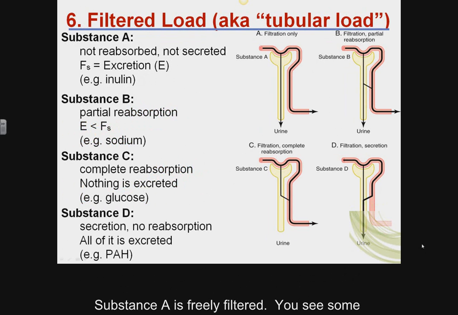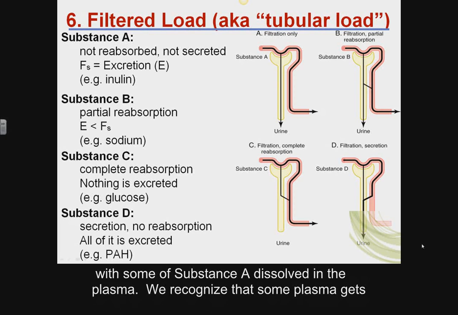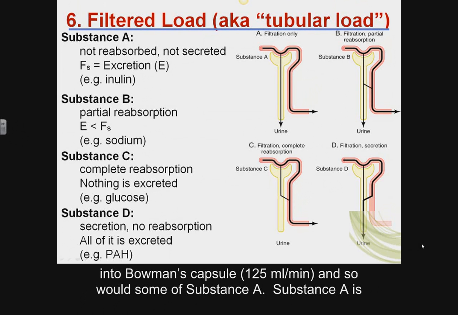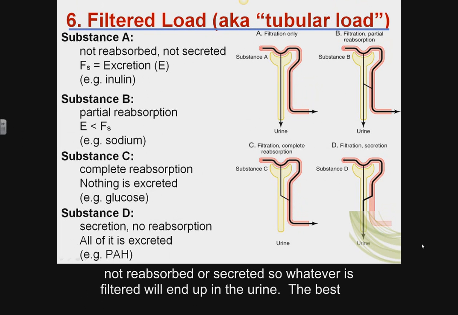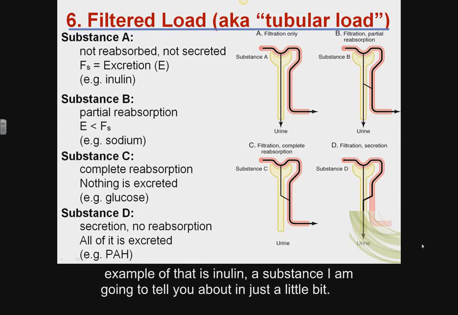Let's start with substance A. Substance A is freely filtered. You see some plasma arriving in the glomerulus along with some of substance A dissolved in the plasma. We recognize that some plasma gets into Bowman's capsule, about 125 milliliters per minute, and so would some of substance A. Substance A is not reabsorbed nor secreted, so whatever is filtered will end up in the urine. The best example of that is inulin, a substance I'm going to tell you about in just a little bit.